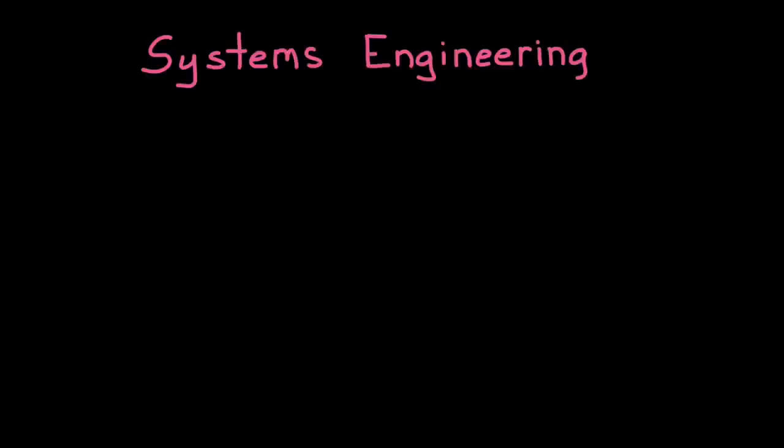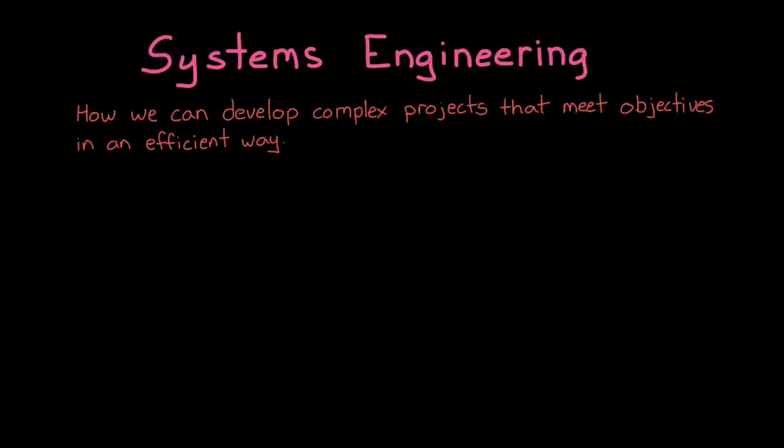This is the first video in a series on systems engineering. Now, we're not going to attempt to cover all of systems engineering in 4 or 5 videos, but I'm hoping to present a broad overview of how it helps us develop complex projects that meet the program objectives in an efficient way. Efficient here means that we're trying to minimize unnecessary work and rework.